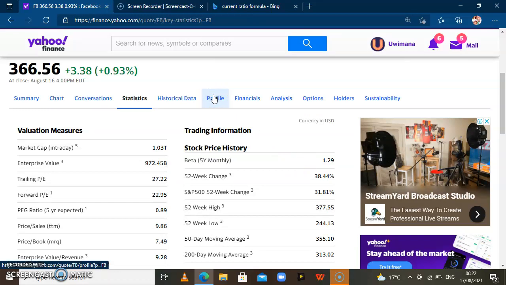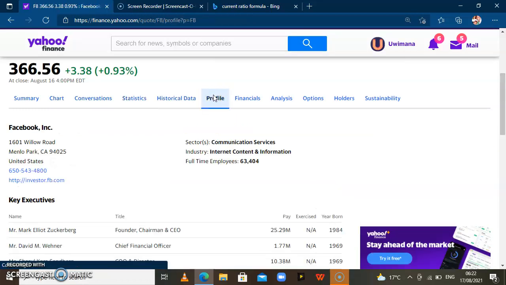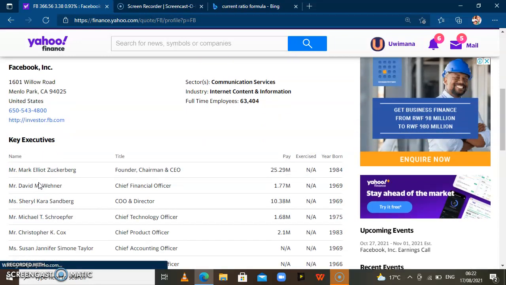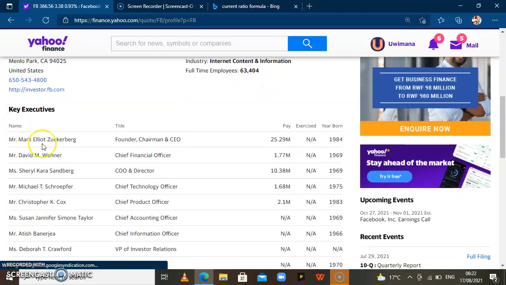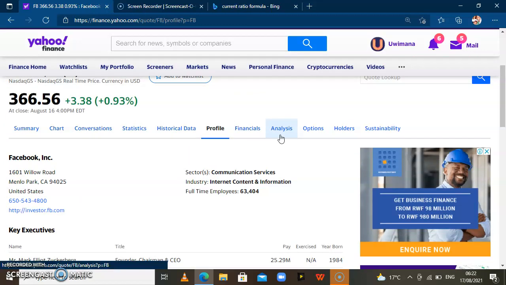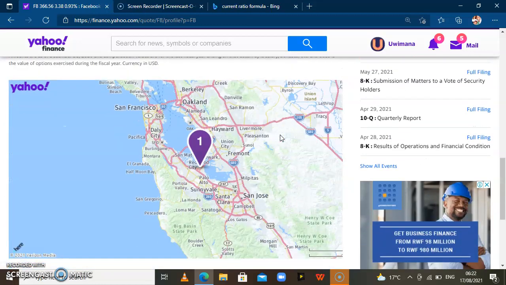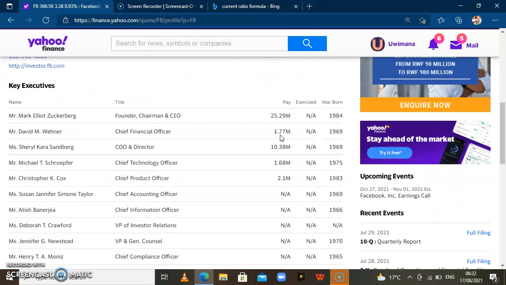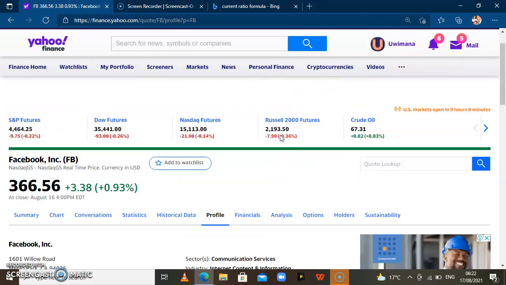When you look at the profile, it will show you the business model of Facebook. It will take you to the investor relations page, which is important because it gives you a lot of information, and it will show you the key executives. Mr. Mark Elliott Zuckerberg, founder and CEO, how much he gets paid, and when he was born. All this kind of information, and basically the sector it works in, right? This is Facebook.